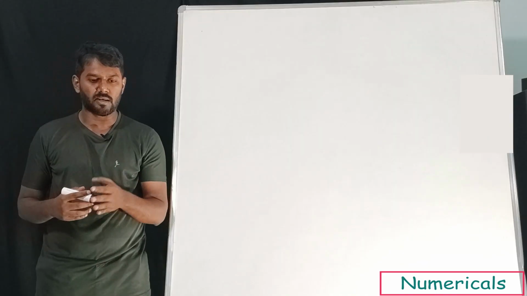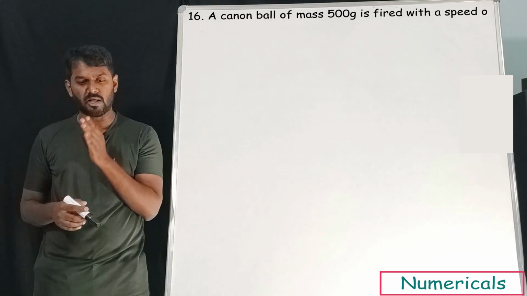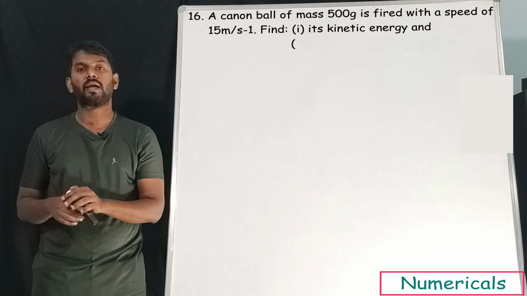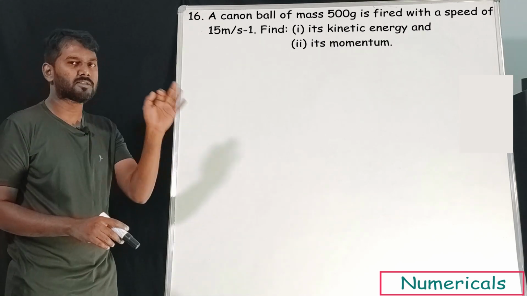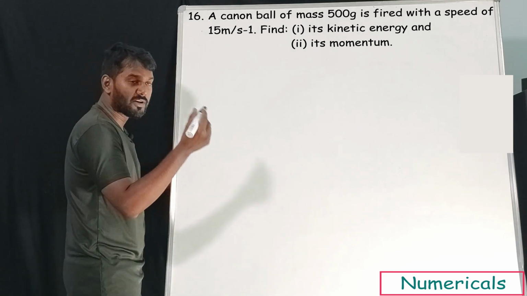Question number 16. A cannonball of mass 500 grams is fired with a speed of 15 meter per second. Find its kinetic energy and its momentum. Very simple question. We have to just apply the formula, substitute the values and get the answer. That's it. Okay, we will write the given data.